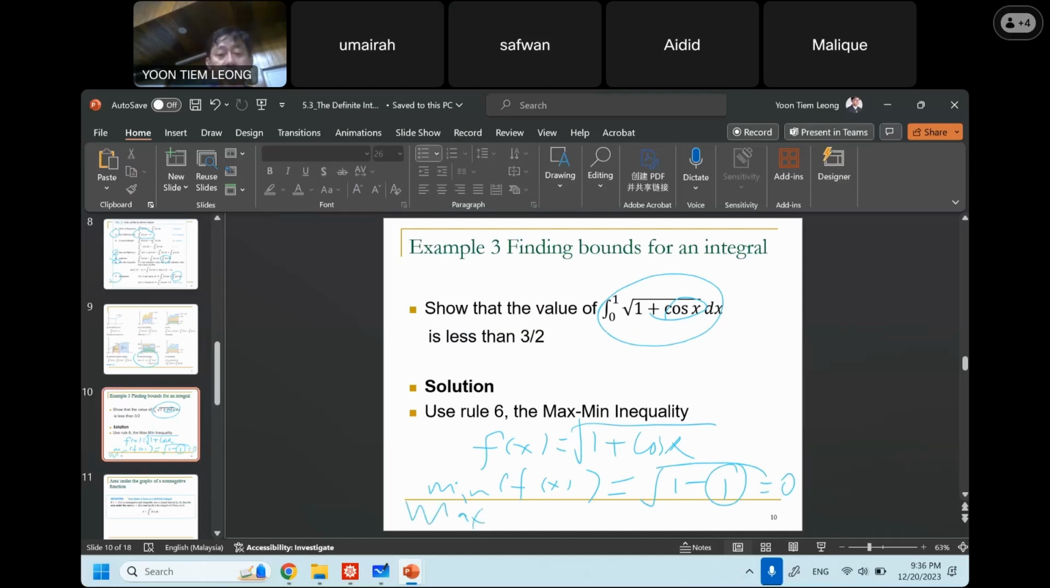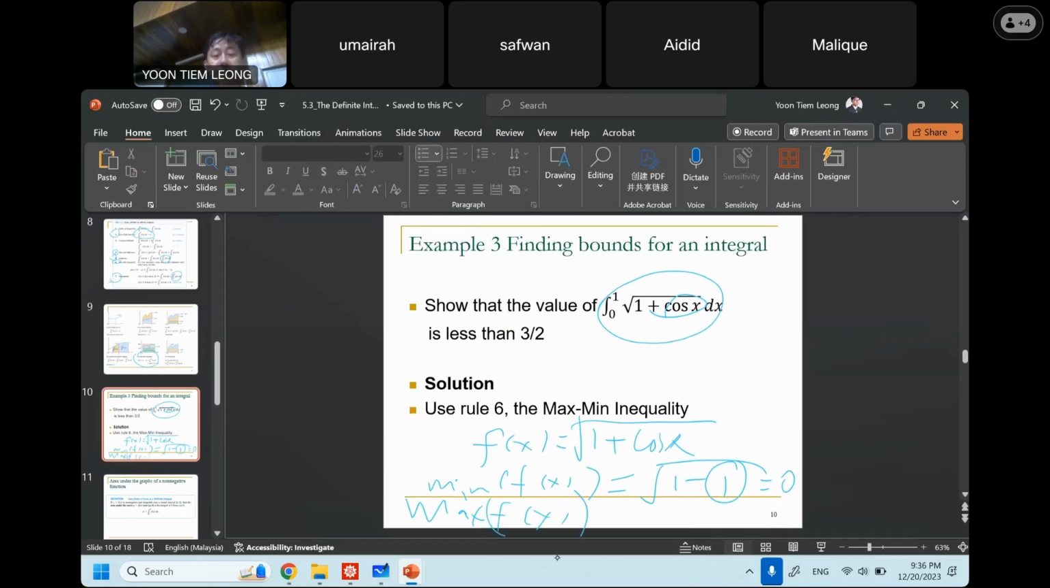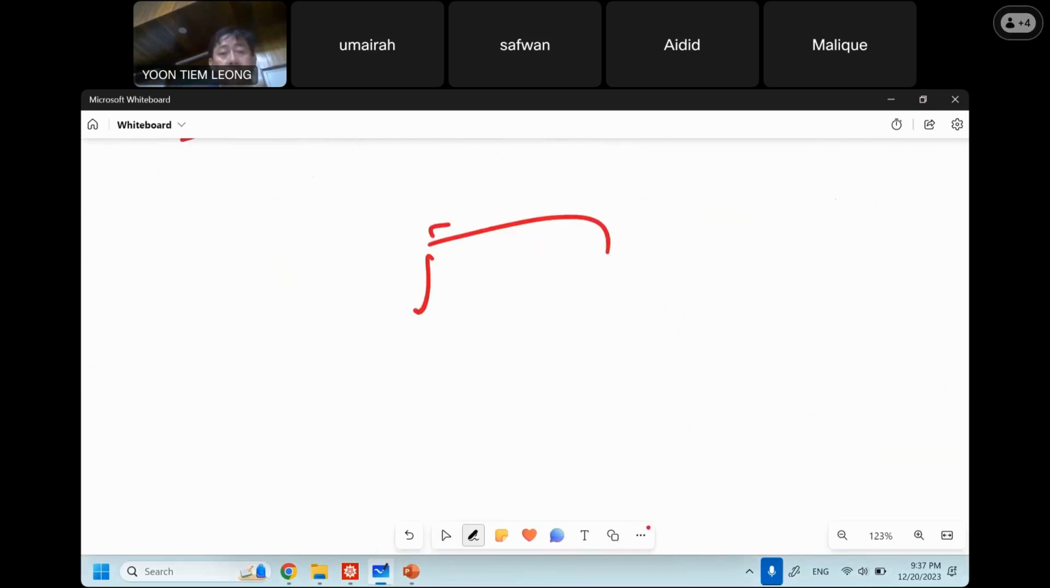And can you tell me what the maximum of the function is? The maximum of the function is the value when x is equal to 0. When x equals 0, cos x becomes maximum. The maximum of cos x is 1. So the max of the function is square root of 1 plus 1, which is square root of 2. When cos x is equal to 1, the square root function becomes maximum. Therefore, I have then shown the maximum value of the function for this 1 plus cos x.